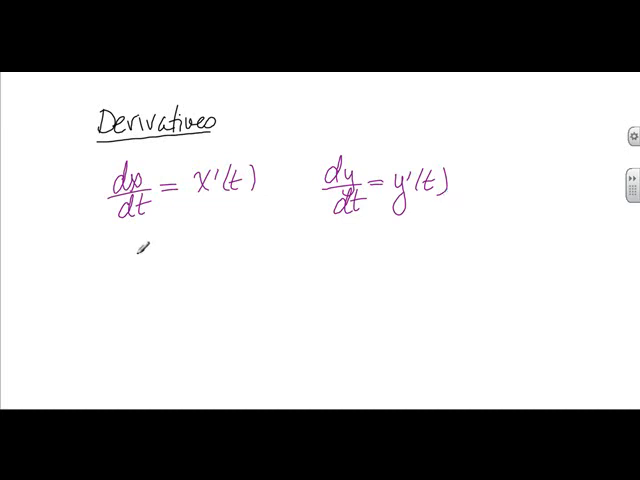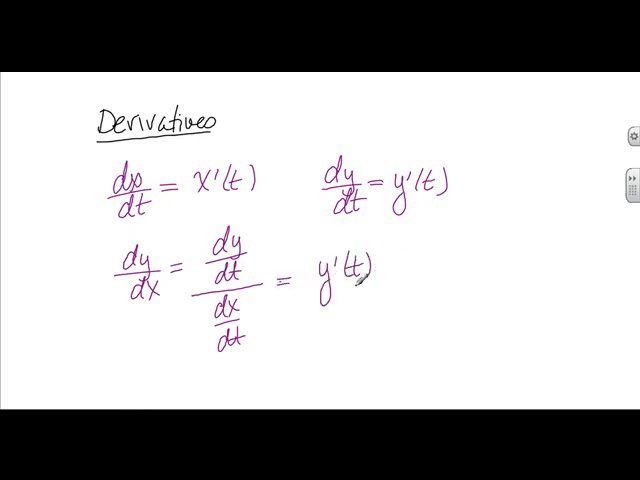If we actually need the slope of the curve, the rate of change of y with respect to x, then we can do this by taking dy over dt and dividing by dx over dt. So the derivative of the y equation divided by the derivative of the x equation will give you the slope of the curve.